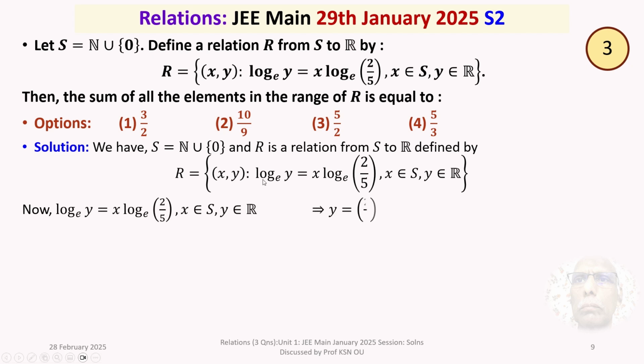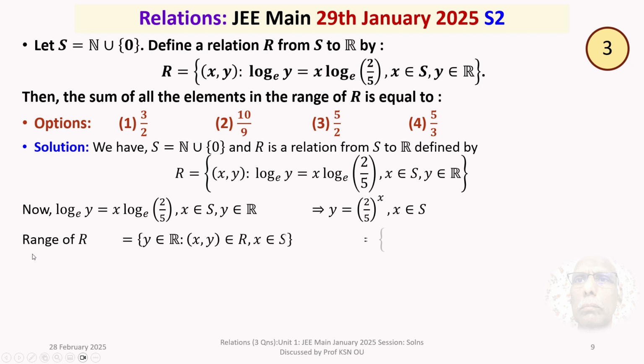Now let us see. log y to the base e is equal to x times log of 2/5 to the base e, where x belongs to S, y belongs to R, will imply log y to the base e is equal to log of (2/5) to the power x to the base e, which implies y is equal to (2/5) to the power of x, where x belongs to S, where S is the set of natural numbers union singleton 0.